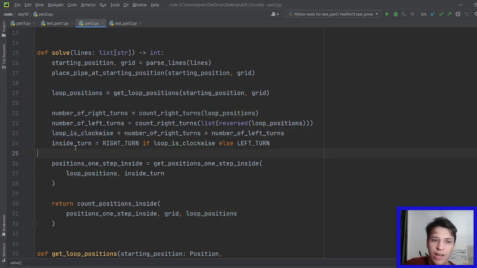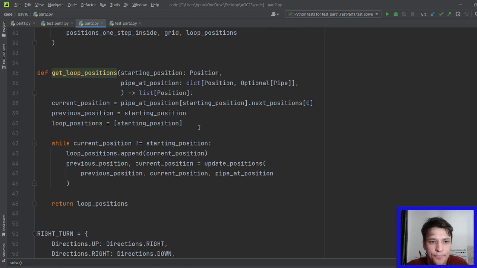So then we know how to turn inside. This inside turn will be a dictionary that always tells us, if we go along the loop, how to turn inwards. And this turns out to be a right turn if the loop is clockwise, otherwise it's always a left turn. And then from that, we can find the positions one step inside. So inside the loop, if we only do one step inside, those will be the positions that we can get to. And then from that, we can find all the other positions inside and count them. Okay, so of course we need to implement all the functions used in here.